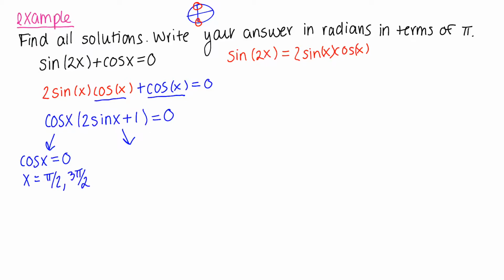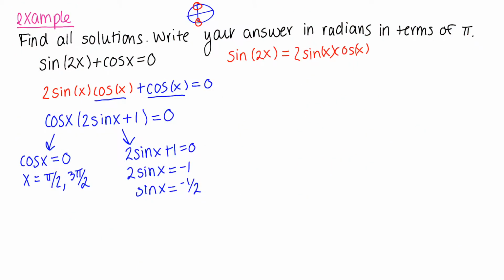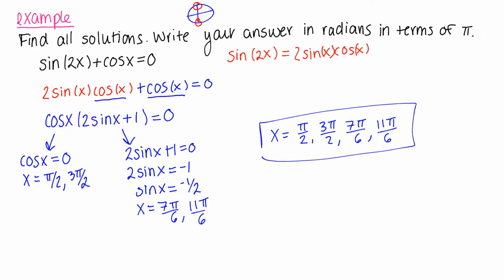And then over here, 2 sine x plus 1 equals 0. So 2 sine x is equal to negative 1. Sine x is equal to negative 1/2. So we're looking for the y-coordinate to be negative 1/2. Coming back here, the y-coordinate is negative 1/2 at 7 pi over 6 and at 11 pi over 6. So x is equal to 7 pi over 6 and 11 pi over 6. So putting all those answers together, x is equal to pi over 2, 3 pi over 2, 7 pi over 6, and 11 pi over 6. And those are your answers.